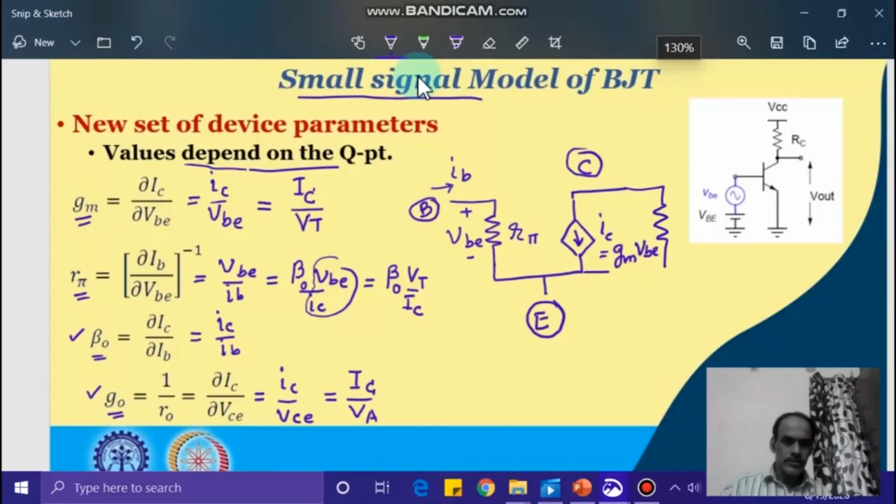Now this small signal equivalent circuit will be very useful while we are converting the actual circuit into its small signal equivalent circuit. Now let's see how it can be deployed, or what its application is. So let's see what its validity is.